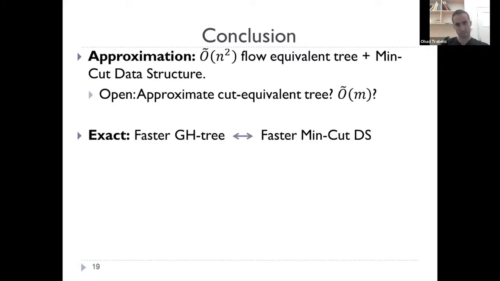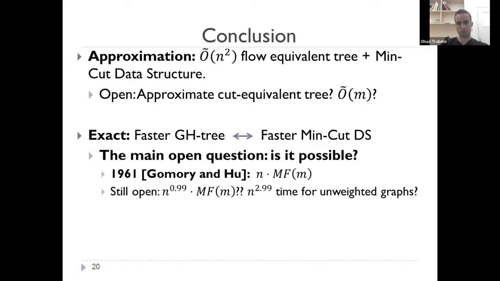For the exact case, we show that a faster Gomory-Hu tree algorithm can happen if and only if there is a faster min cut data structure. So the main open question: is it possible to break the algorithm by Gomory and Hu from 60 years ago that showed how to construct a cut equivalent tree with n applications of max flow? It is still open whether it is possible to have n to the 0.99 applications of max flow, or even for the unweighted version, an n to the 2.99 time algorithm.